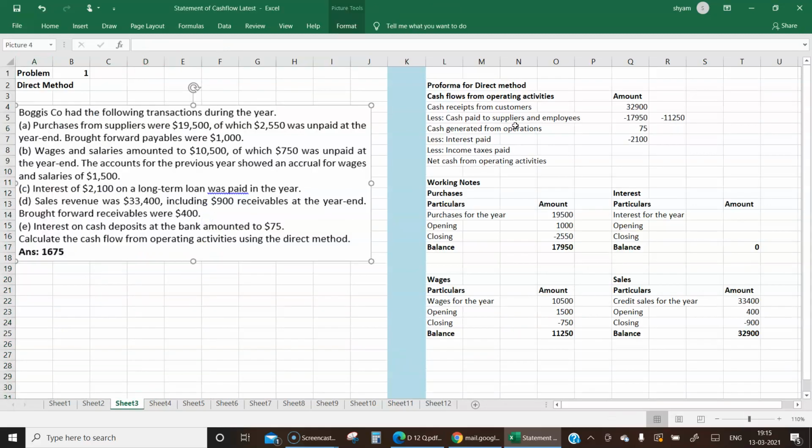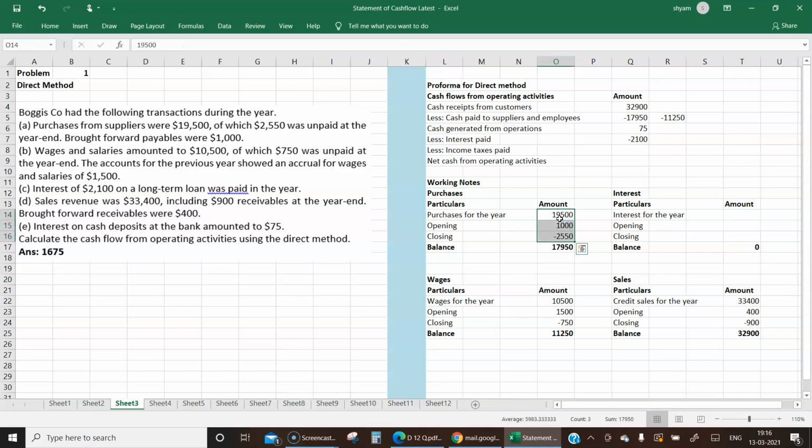So this is the direct method. We have the format here, and we have to do a few working notes. Then only we will get the answer. I have worked it out already, but we have to work out the numbers again. We'll first read the question and then we'll move on to the sum.